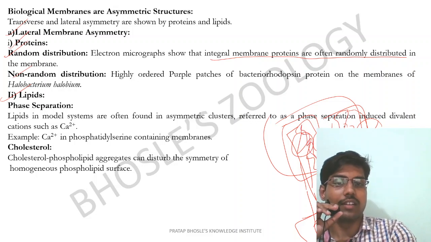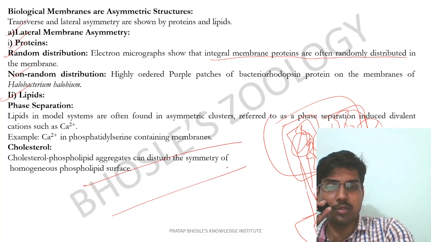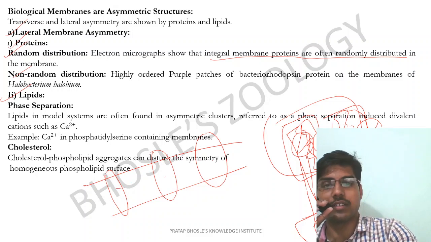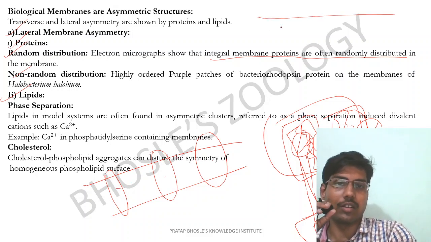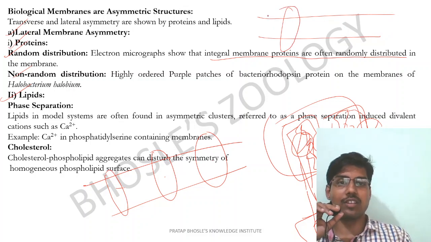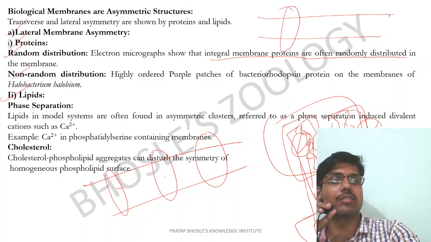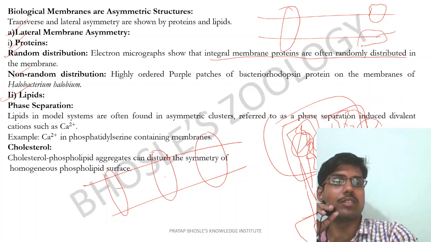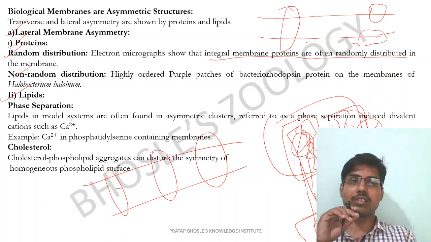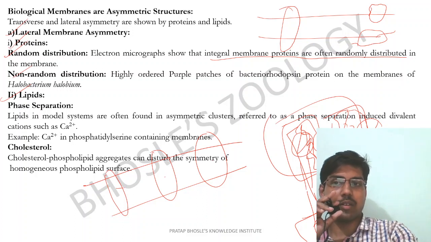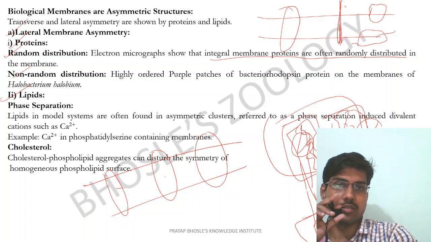It is not symmetric. Suppose this is a bilayer; if the proteins are here, here, and here at equal distances, then it would be symmetric. But this is not the case. Sometimes a protein is present here, sometimes it is present here, sometimes here. All the distribution of protein is what, random. Okay, and it is random across these lateral sides.